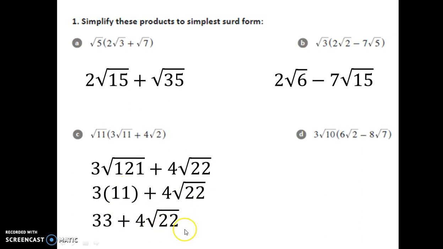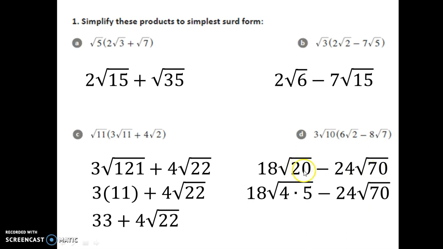This remains the same. Over here, we're going to do this times this. So that's 3 times 6, 18. Root 10 times root 2, root 20. And then this times this term. So 3 times negative 8, negative 24. Root 10 times root 7, root 70. This simplifies further. 20 can be simplified into 4 times 5. The square root of 4 is 2, so a 2 will jump out and multiply this 18. So we have 36 root 5. And over here, this remains the same.